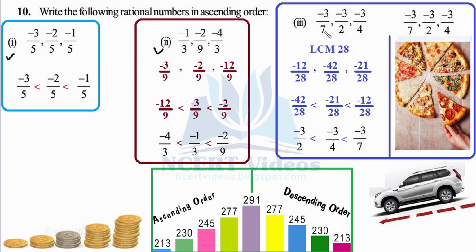Move to the next with a greater number. So 7 3s are 21. Again, this cannot give you 21. This cannot give you 21. So 7 4s are 28. Next one. Well, this can give you 28. This can give you 28. This can give you 28. So LCM is 28. Decided.